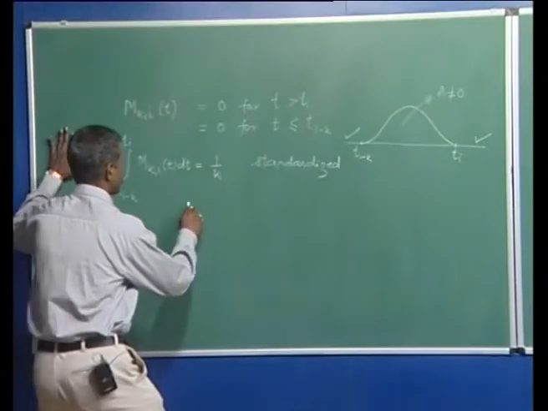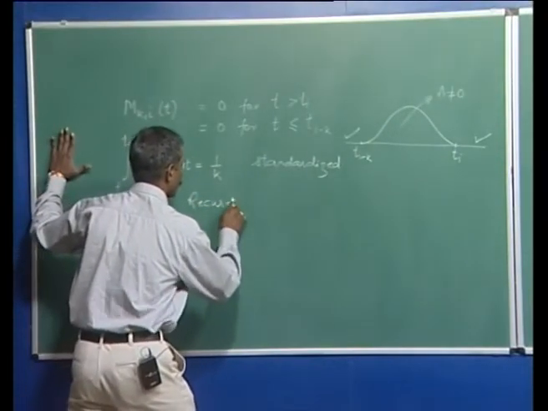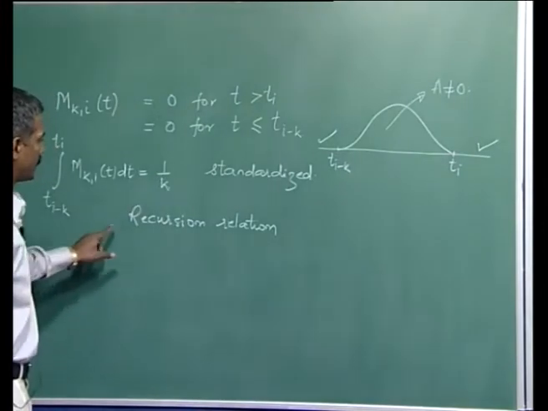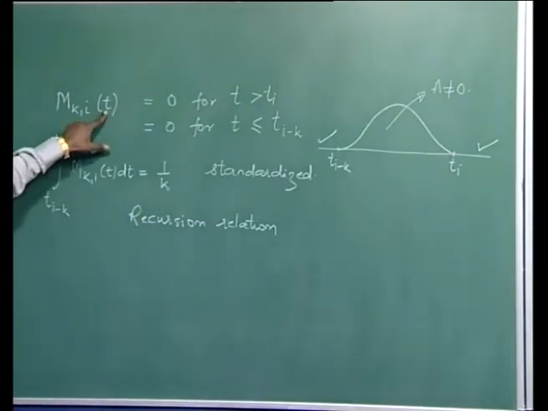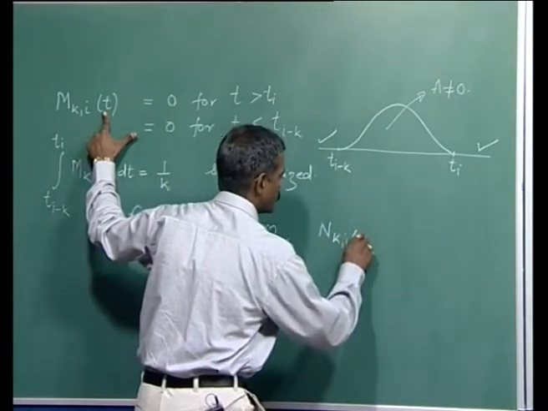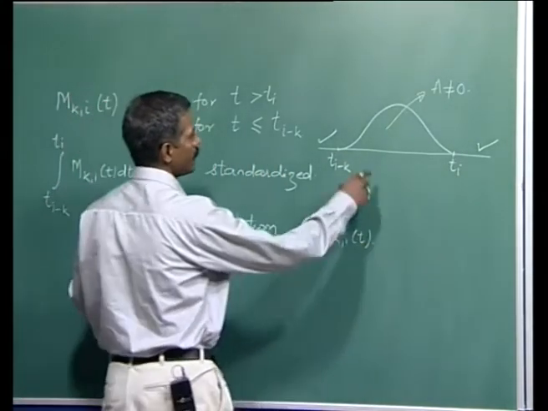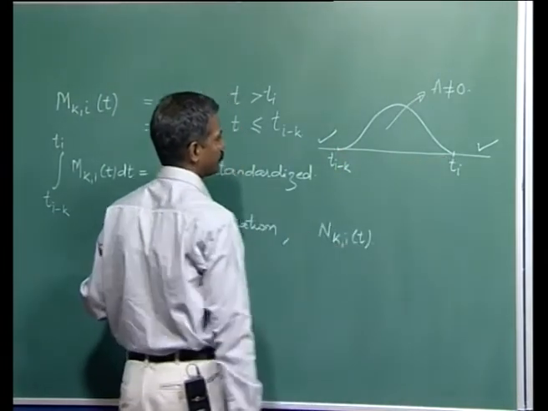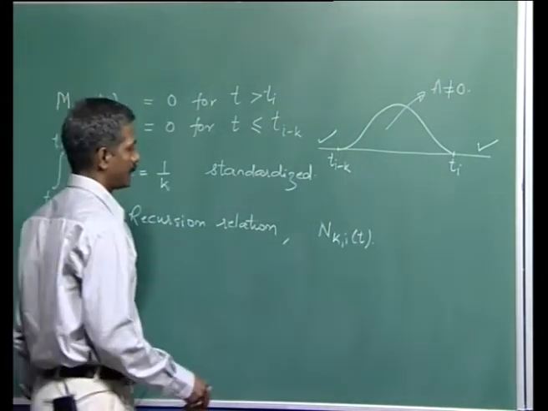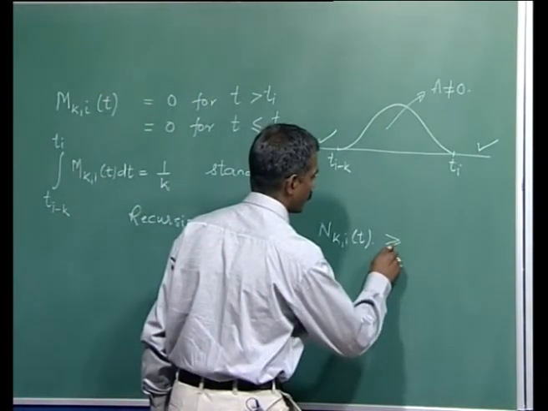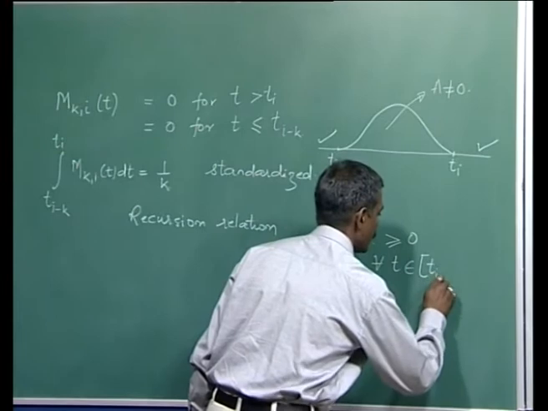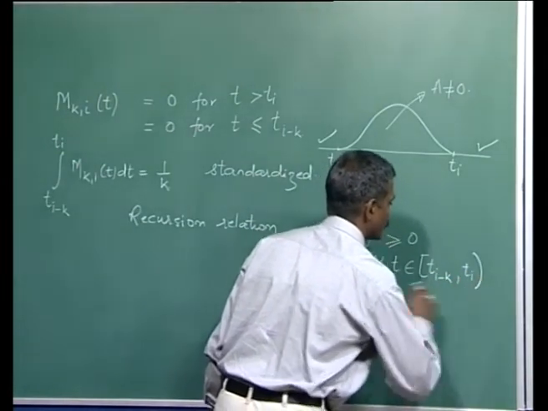It is the recursion relation that allows us to see that mki of t, or for that matter nki of t, is non-negative in this range of t. In a sense, nki of t is greater than or equal to 0 for all t belonging to closed ti minus k, ti open.